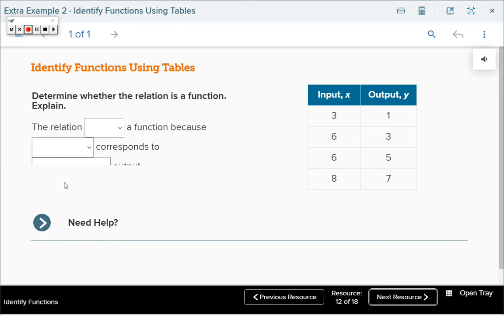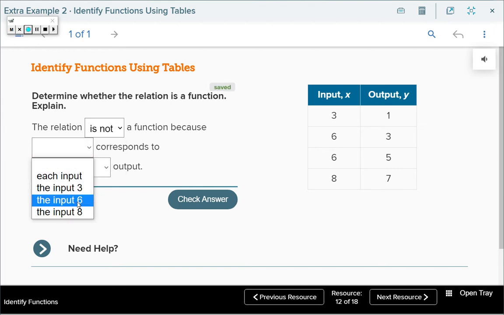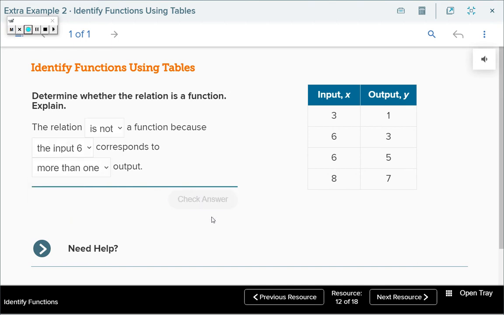All right, so if we look at this table, you can tell just by looking at it, is this a function? Why not? Because 6 has a 3 and 6 has a 5. So this is not a function because the input 6 has more than one output. Good. All right, does this make sense so far?